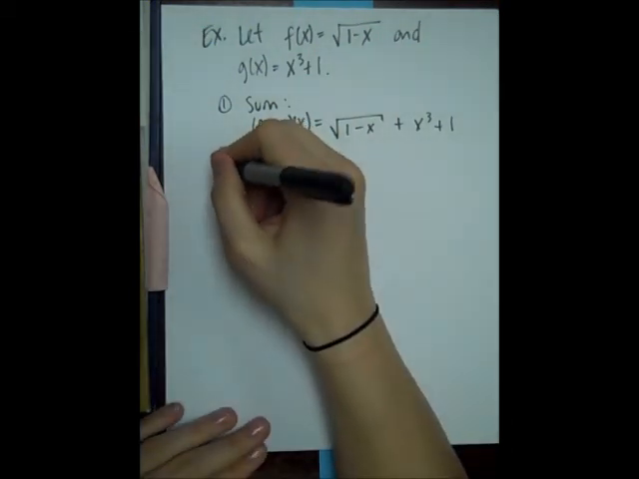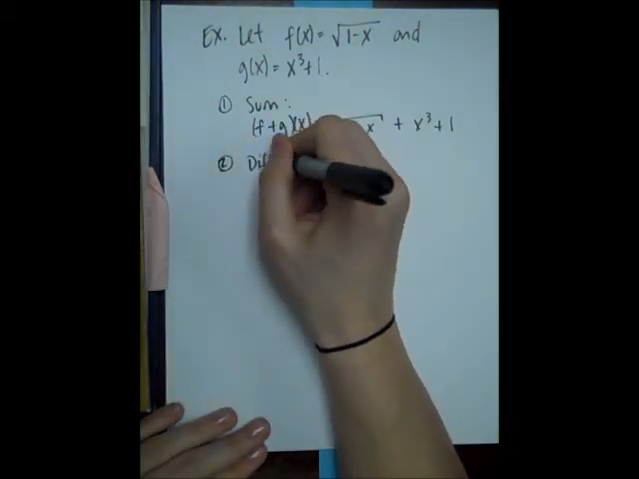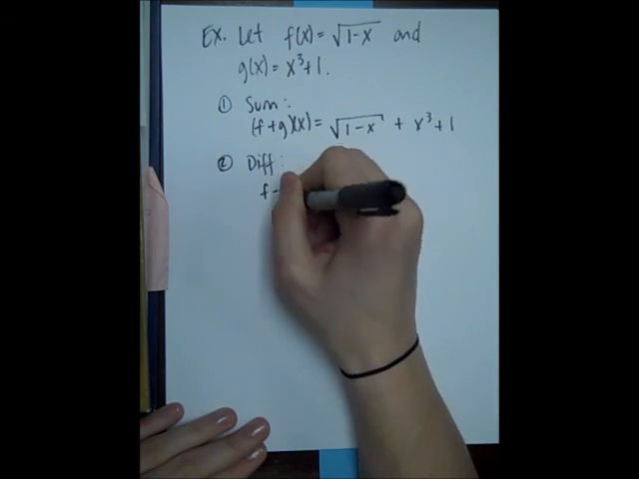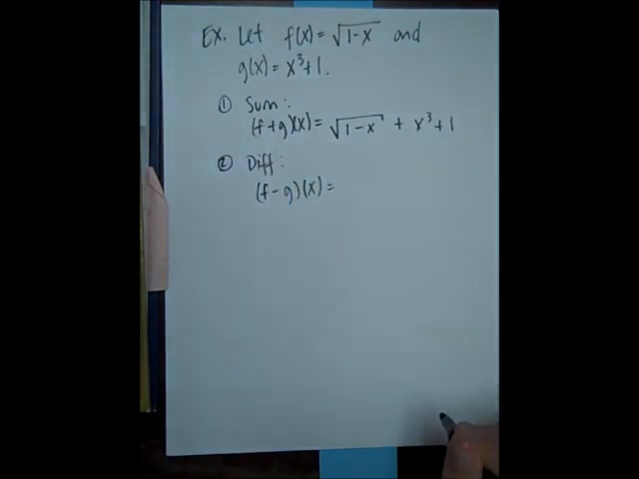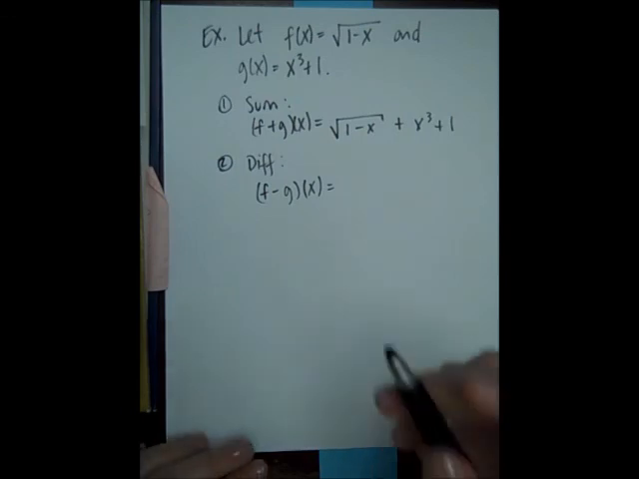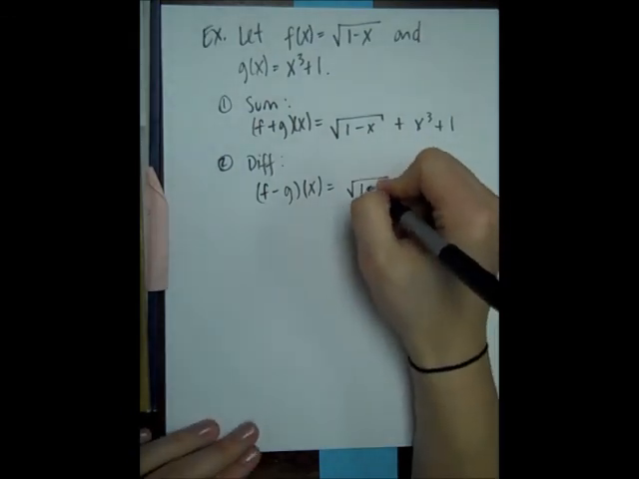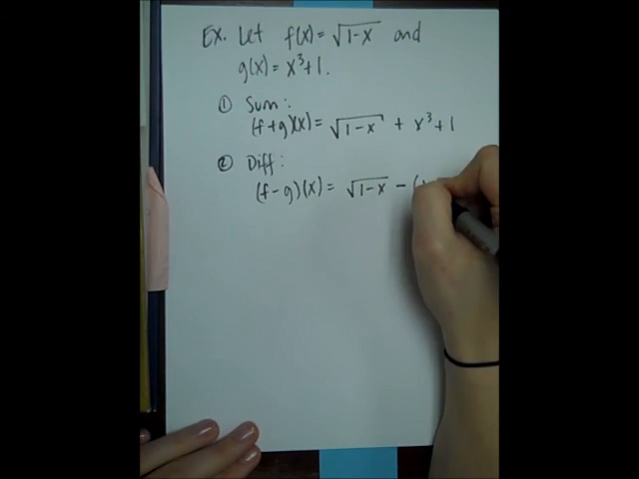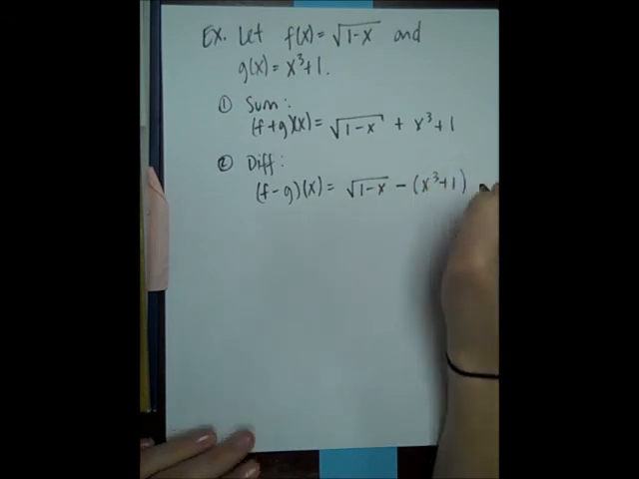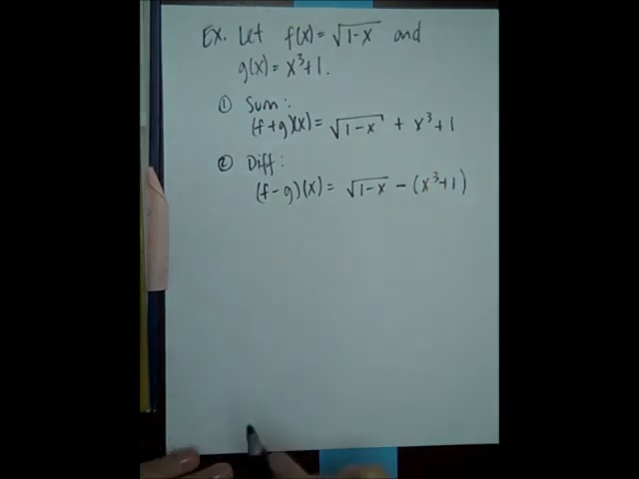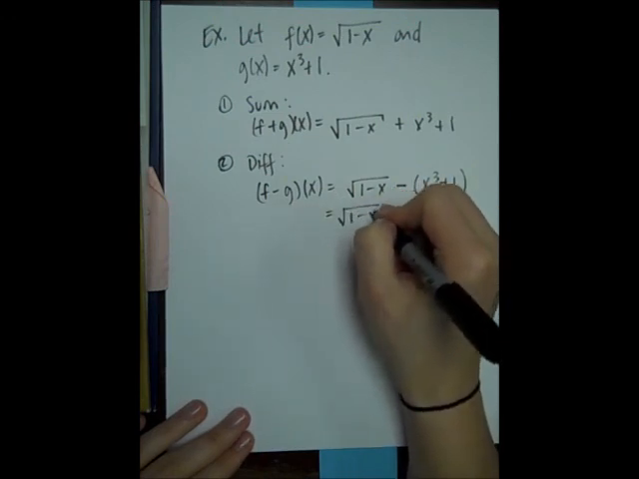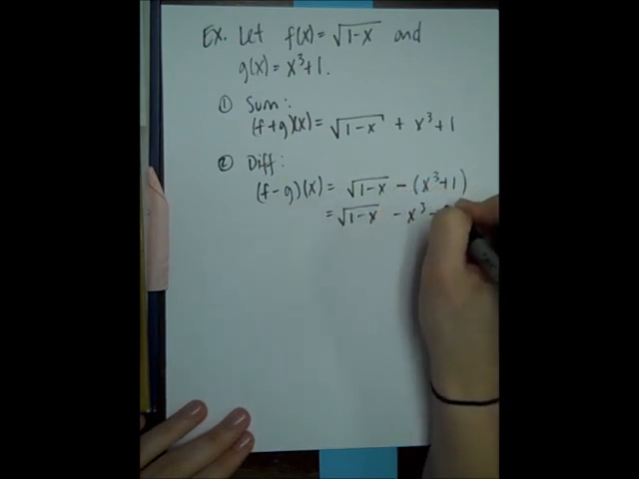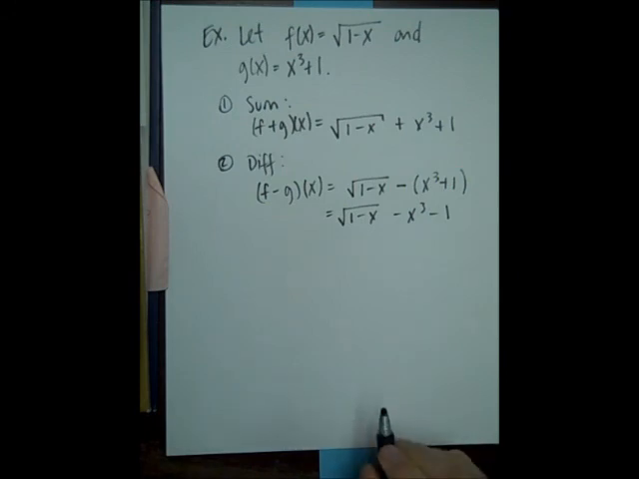What's another one that I could do? I could do the difference, f minus g of x. Here we want to be careful with parentheses. F minus g of x was f of x minus g of x. So it's f of x minus, and I'm going to use parentheses here, g of x. If I distribute that negative, I'll have the square root of 1 minus x, minus x cubed, minus 1. So there's a new function.